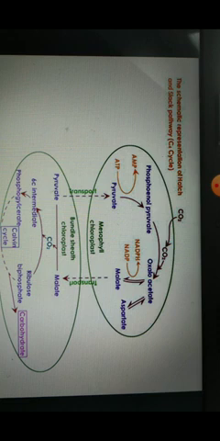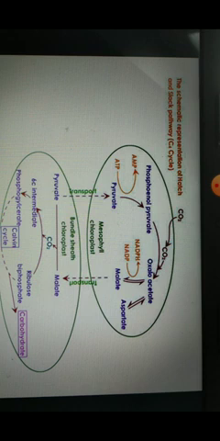So that means it contains 4 carbons. That is why this cycle is known as C4 cycle. Clear? Now this oxaloacetic acid is reduced to malate or malic acid, and some of this oxaloacetic acid is also converted to aspartate or aspartic acid. Now this malic acid or malate is transported to bundle sheath chloroplast.